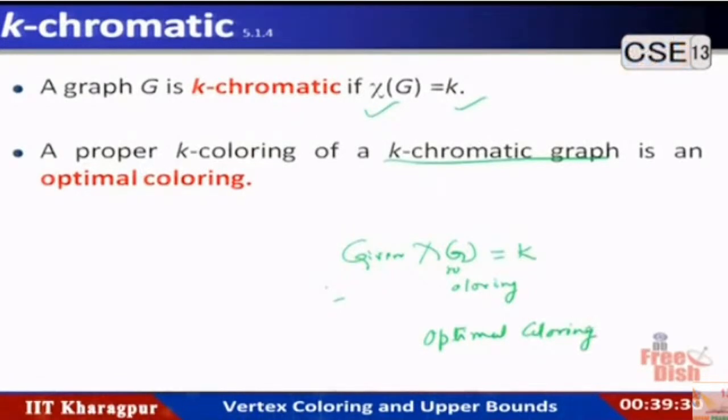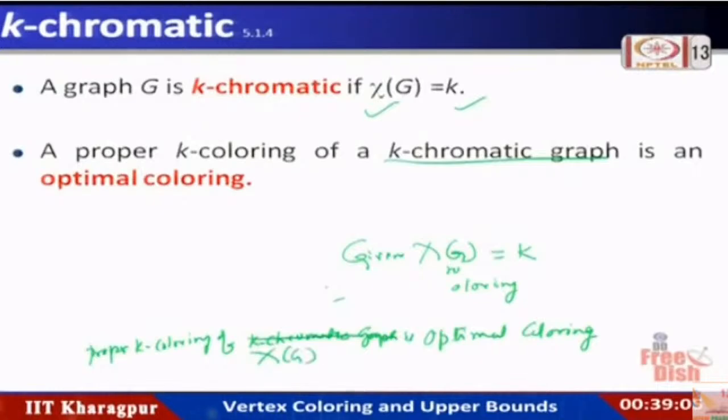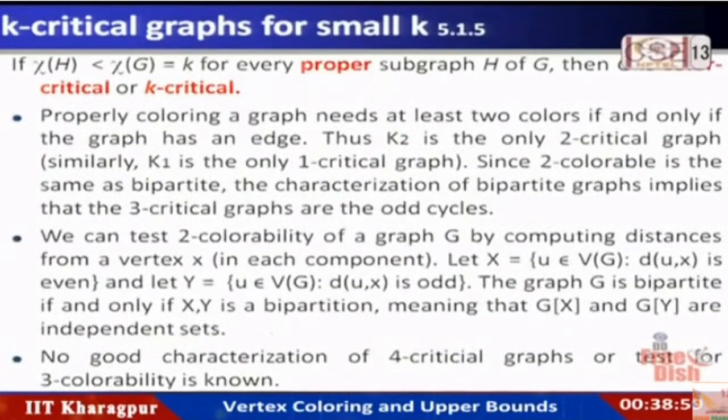So optimal coloring is nothing but finding a proper K coloring of a K chromatic graph. It is an optimal K coloring. Instead of saying K optimal, you can say that for a graph having the chi value equal to K, this particular coloring is the optimal coloring. Let us see the K critical graphs for small values of K.